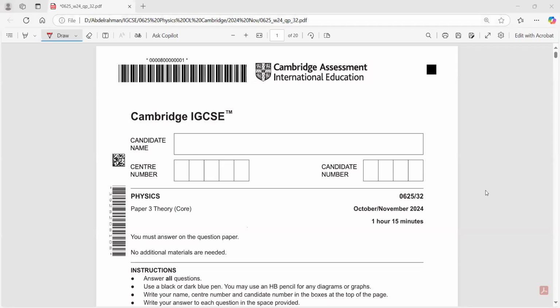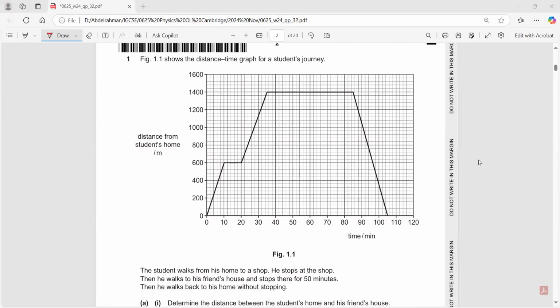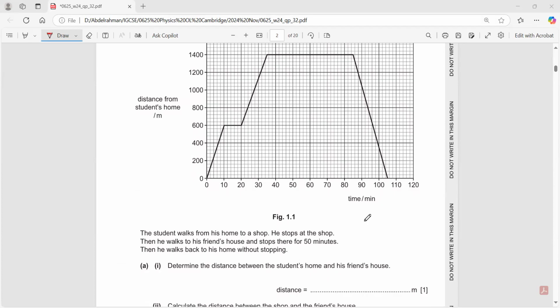Okay, paper November 2024, paper 3, variant 2. Question 1. Figure 1.1 shows the distance time graph for a student's journey. The student walks from his home to a shop.